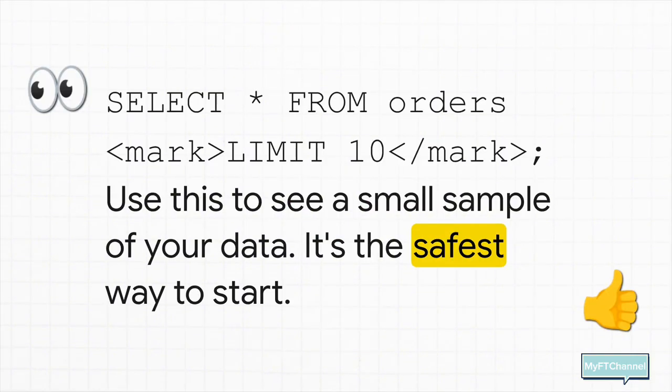And this is just how beautifully simple it is. Select star basically means show me all the columns. From orders tells it which table to look inside. And then the most important part for a beginner, limit 10. This just says, hey, just give me the first 10 rows you find. It is the safest, smartest way to start exploring.